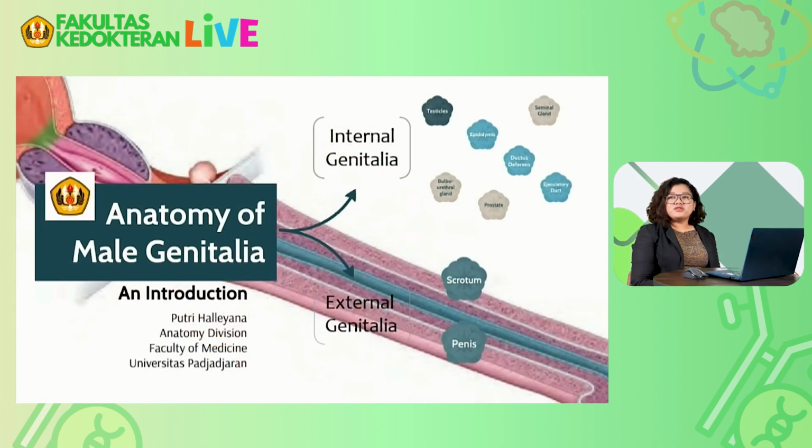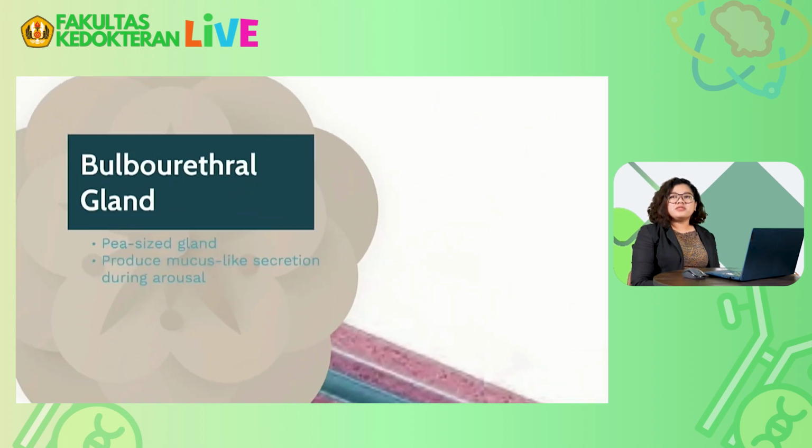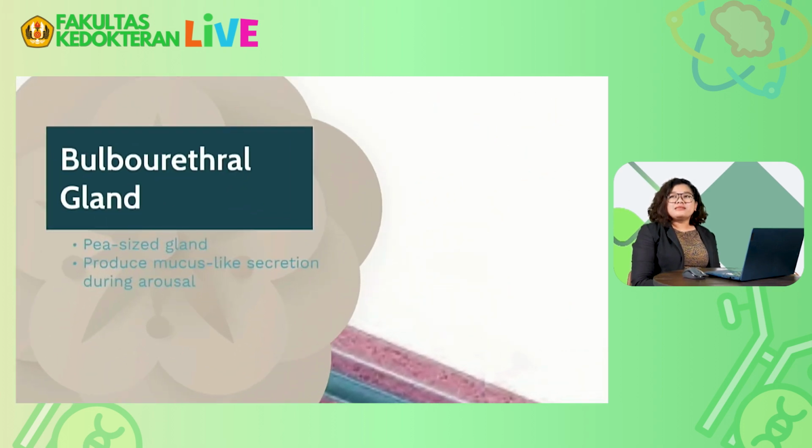Now we move on to the bulbourethral gland. It is located posterolateral to intermediate urethra. It's embedded in external urethral sphincter. This pea-sized gland is also called the Cowper gland. It has ducts that opens into minute apertures into the proximal part of spongy urethra in the bulb of penis. It contributes to male reproductive physiology by secreting mucus-like substance during arousal.